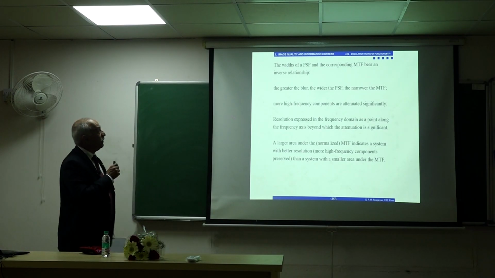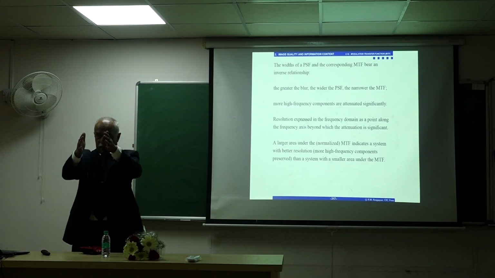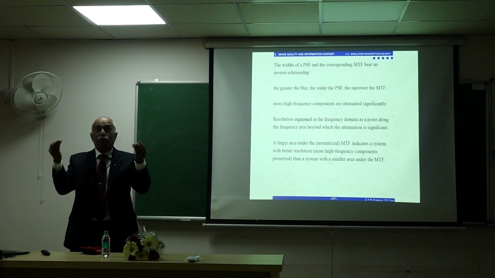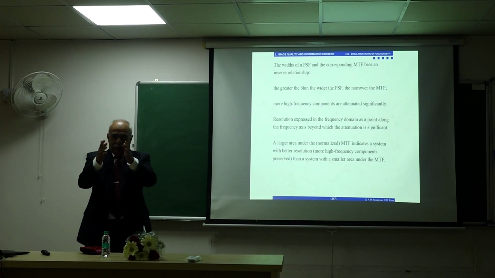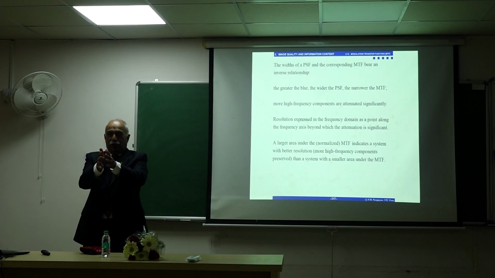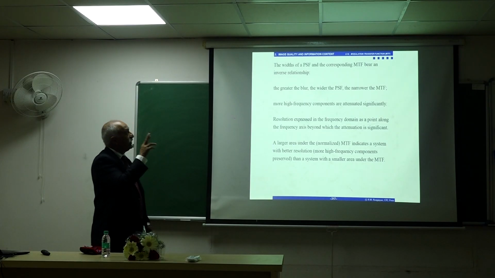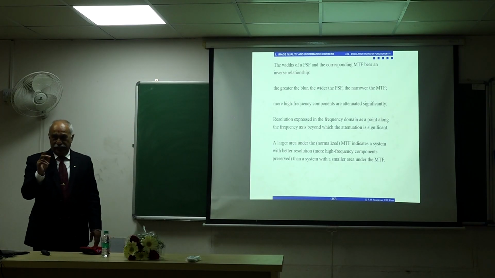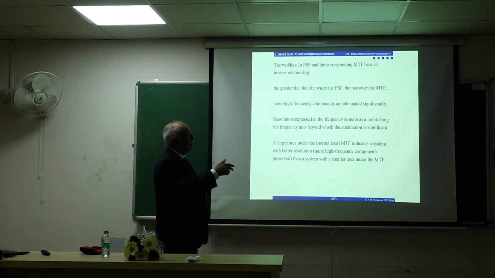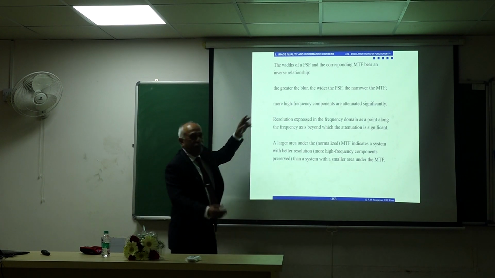So the width of the point spread function and the corresponding modulation transfer function are important. In the image domain, if the point spread function is broader and broader, there's more and more blurring. But if the point spread becomes bigger and bigger, the MTF becomes narrower and narrower, more and more low pass. So the width of the point spread function and the MTF have an inverse relationship. The greater the blur, the wider the PSF, and the narrower the MTF, more low pass. More high frequency components are attenuated significantly.